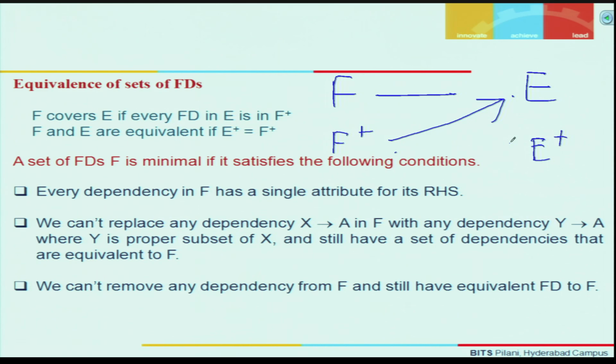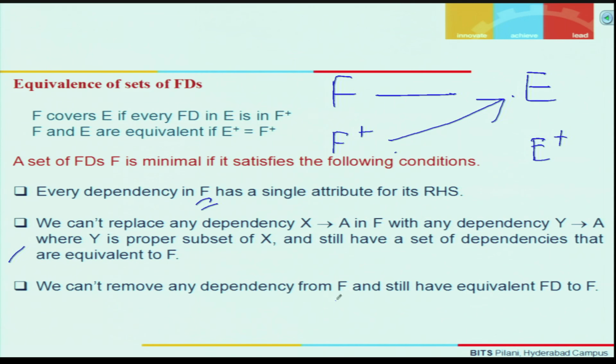Every functional dependency in F has a single attribute for the RHS. That means in the functional dependency set F, every functional dependency has only one attribute on the right hand side, and the second condition is we cannot replace any functional dependency X determines A in F with any dependency Y determines A, where Y is a proper subset of X, and still have a set of dependencies that are equivalent to F.